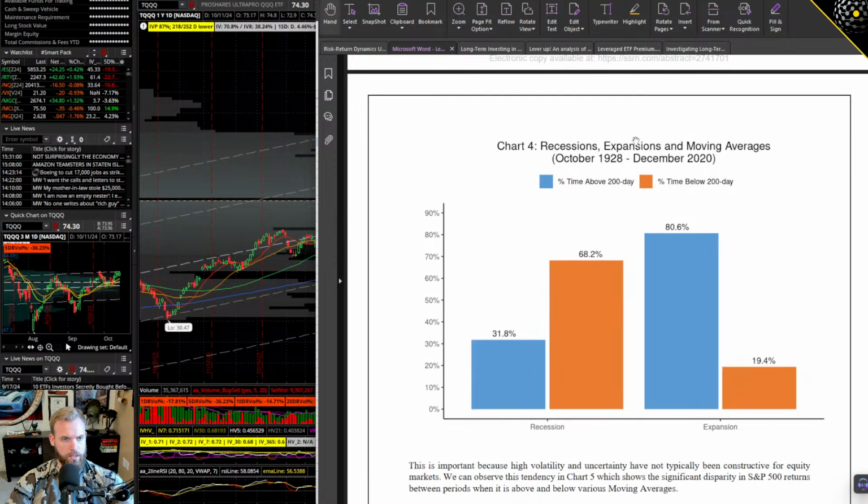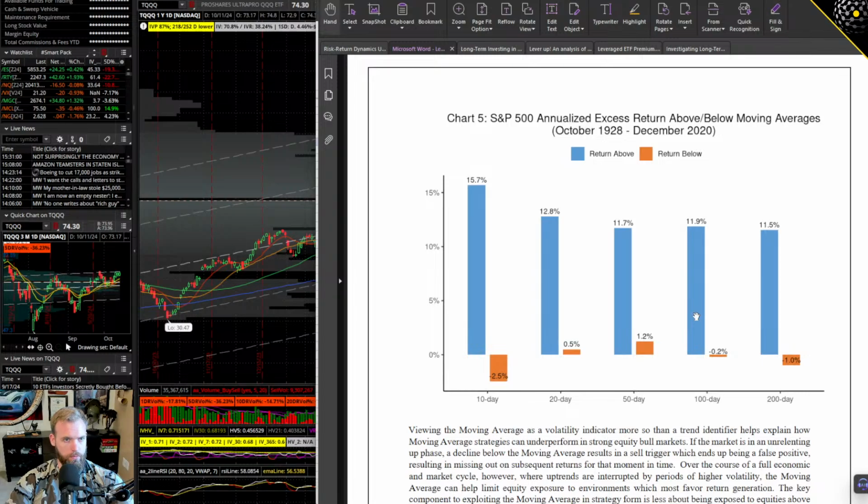This looks at recessions. So this is just saying if there's a recession, we typically drop below the 200, and if it's expansionary, it's typically above the 200. I don't think there's any shock there. Excess return above and below.